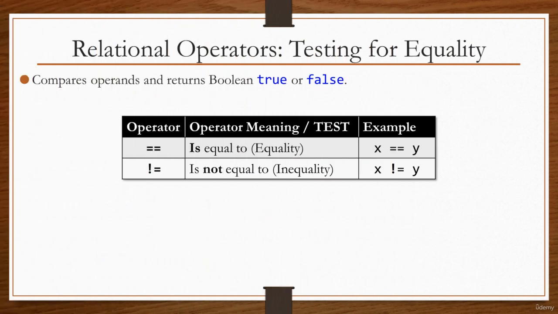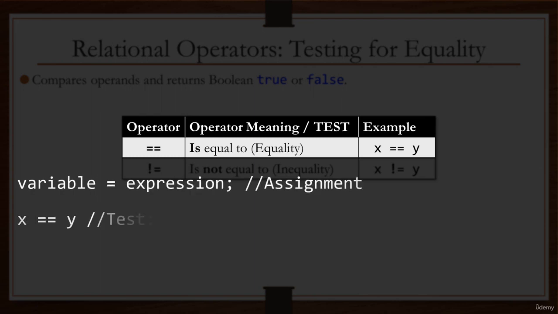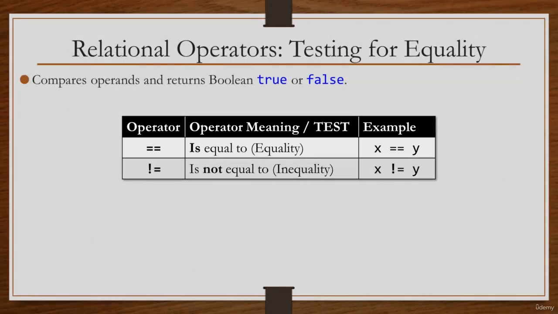So we'll start with these two operators, the equality and inequality operators. The equality operator consists of two symbols, two equal symbols or two assignment operators combined. Okay, that forms the equality operator. It is important not to get the equality operator confused with the assignment operator. The equality operator tests for equality, in other words, is the left-hand operand the same as the right-hand operand? If they are equal, or in other words they are the same, then return true, otherwise return false.